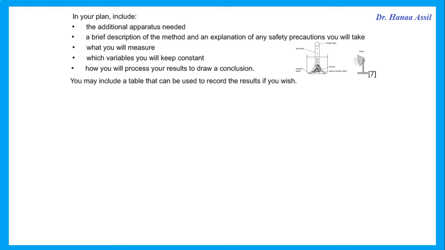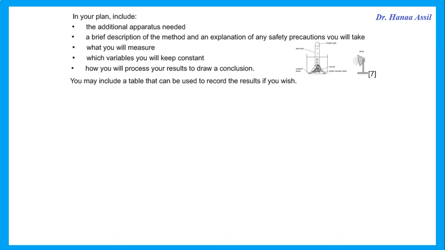In your plan, you should include what? Any additional apparatus, description of the method, any safety precautions, what you will measure, which variables you will keep constant, how you will process your results and draw a conclusion. You may include a table that can be used to record the results.